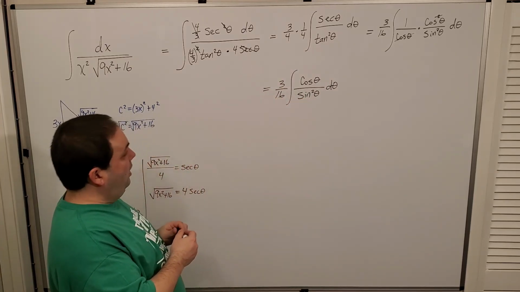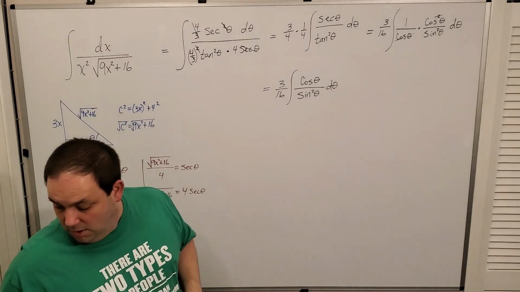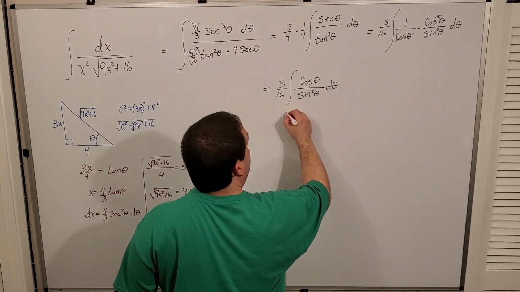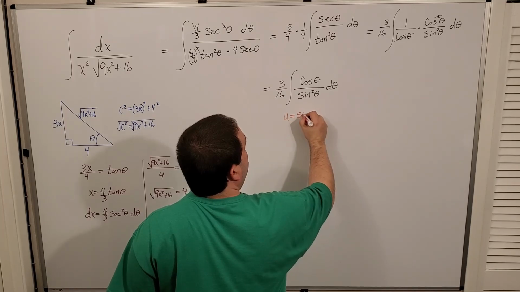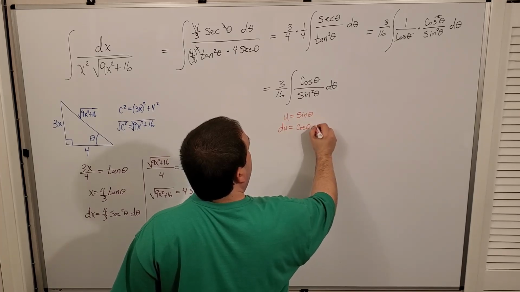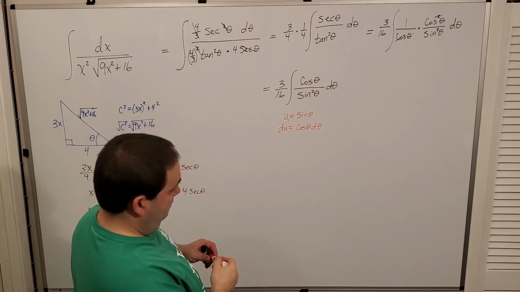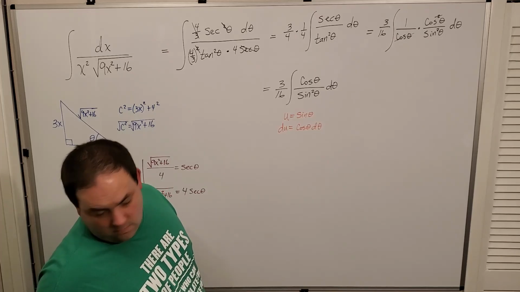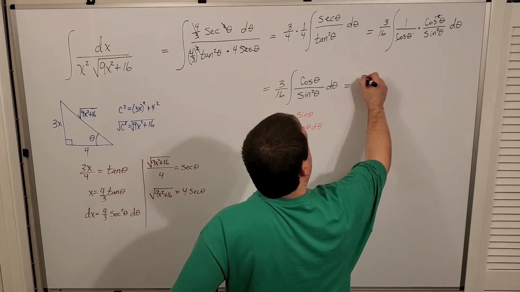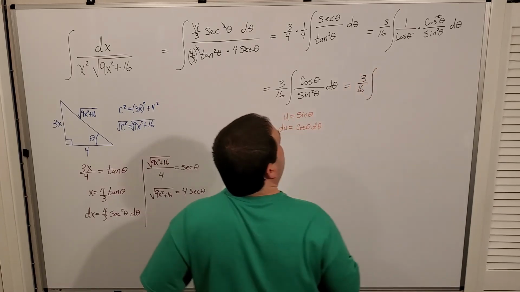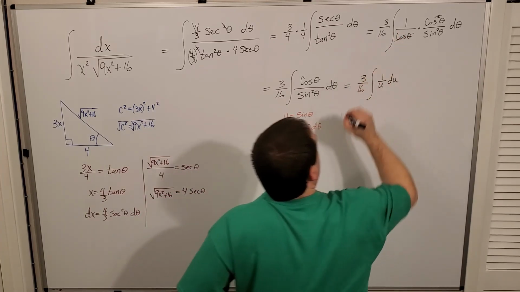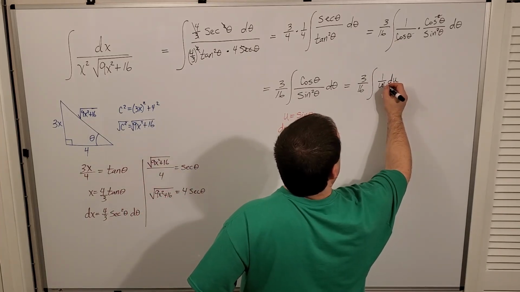Okay, so I can do another substitution. I can go one more level of substitution deep here. I'm going to let u equal sine theta. So then du would be cosine theta d theta as promised, right? So then what I have is 3/16 times the integral of 1 over u squared du.